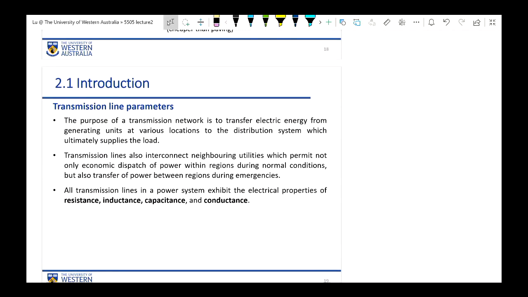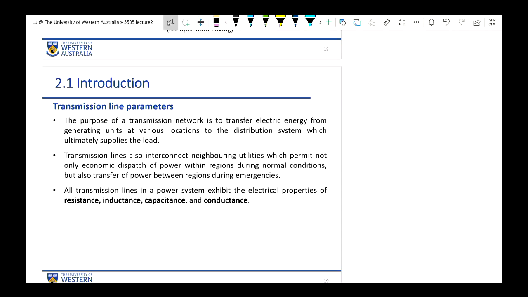Transmission line parameters. The purpose of the transmission network is to transfer electrical energy from the generating units at various locations to the distribution system, which ultimately supplies the load. Transmission lines also interconnect neighboring utilities, which permits not only economic dispatch of power within regions during normal conditions, but also transfer of power between regions during emergency.